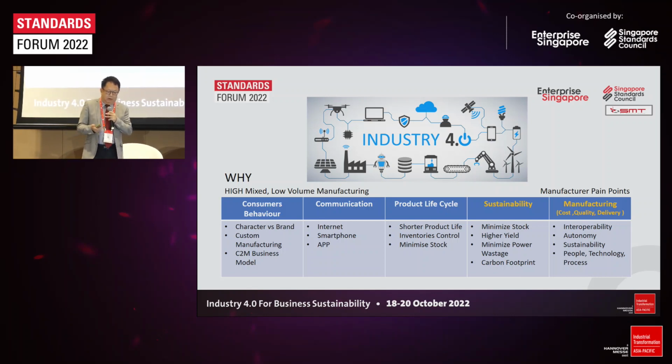manufacturing. And on the manufacturer side, we now have the sustainability and carbon footprint issue, and so on. But besides high mix, low volume manufacturing, for sustainability they also have to look after three main factors: the quality, the cost, and the delivery. So this generated Industrial 4.0.